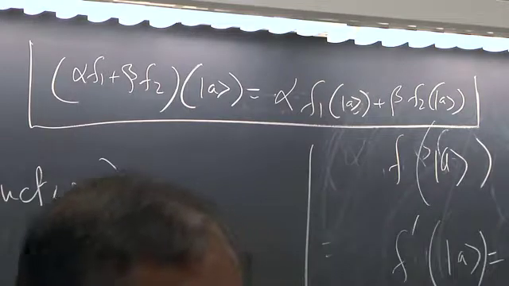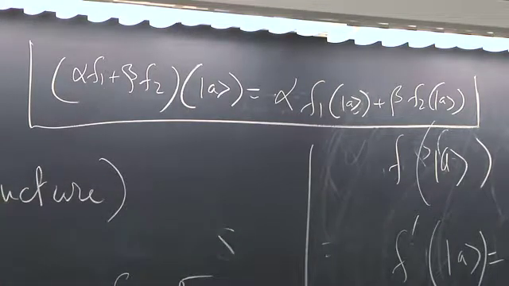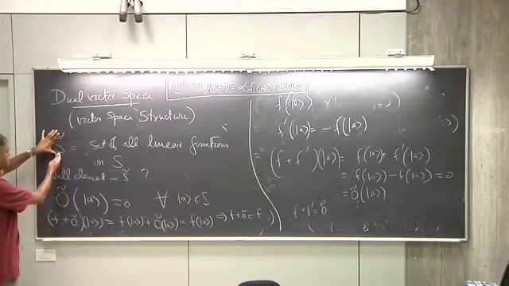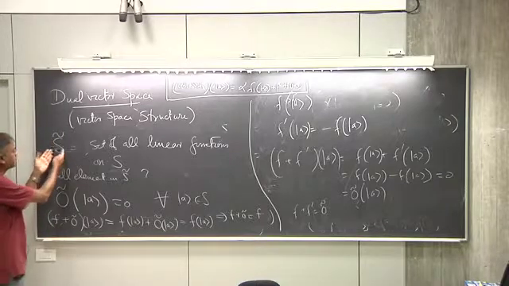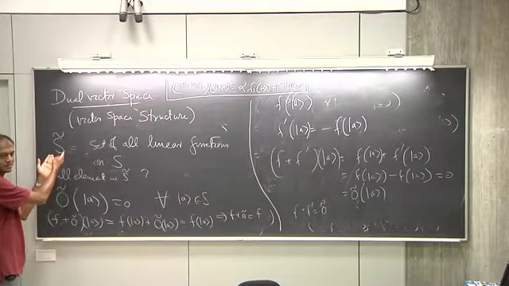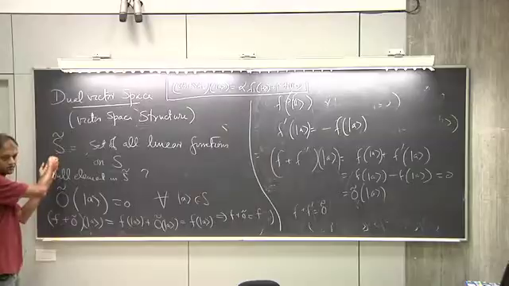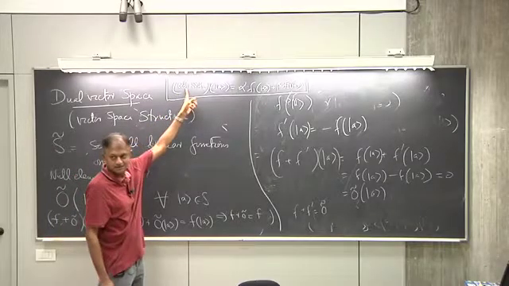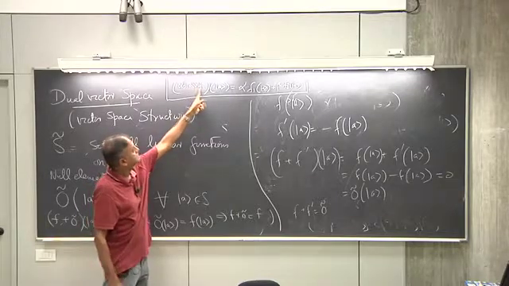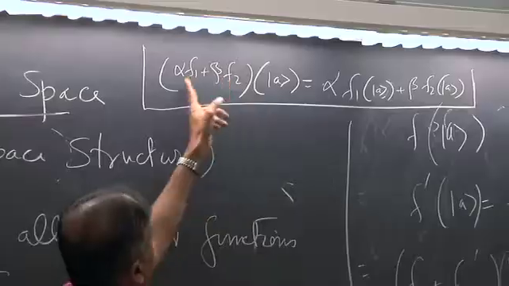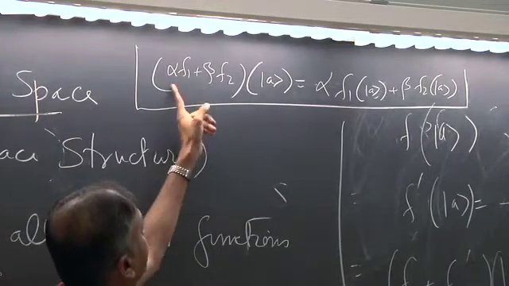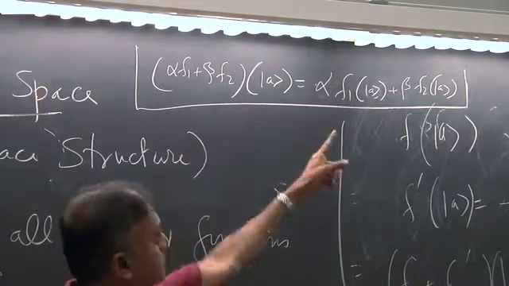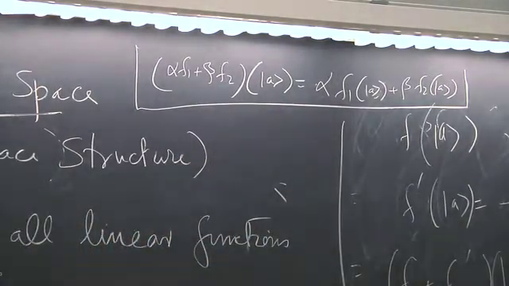Definition for addition. As I said, this is a set. But if I want to say that this is a vector space, I need to define what I mean by adding two functions, and multiplying by a complex number. So here I have given the definition. Alpha is a complex number, so I have multiplied, and beta is again a complex number multiplied to f2. And then I have here a definition of addition of these two. So that gives you a definition of how you add.